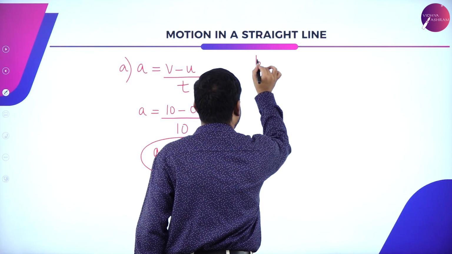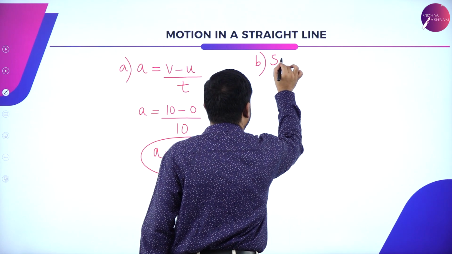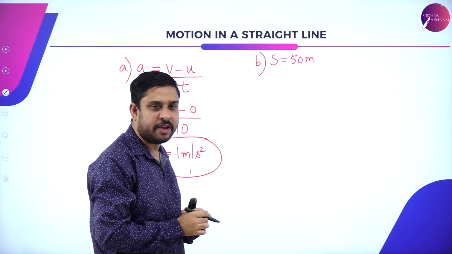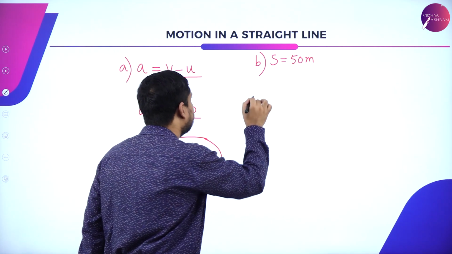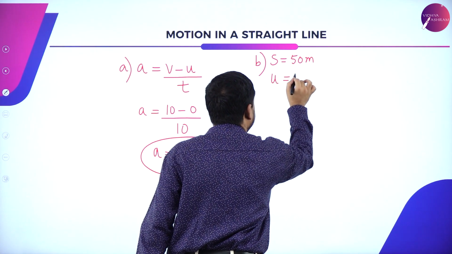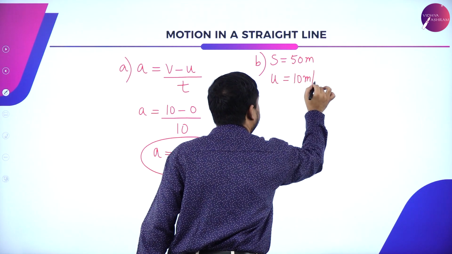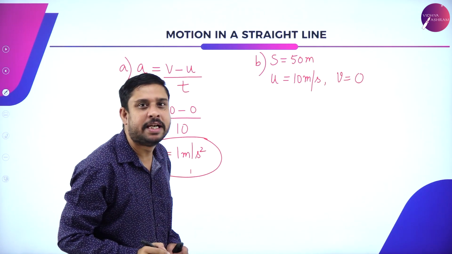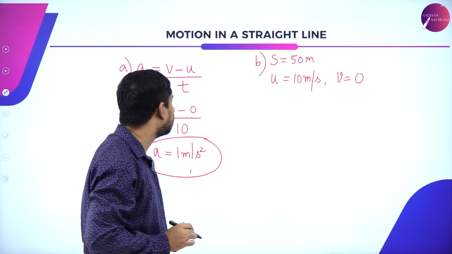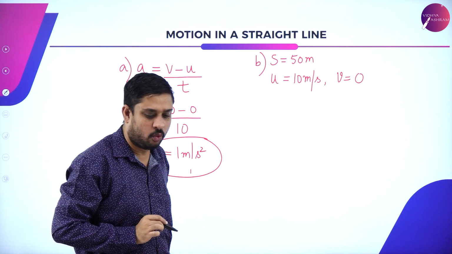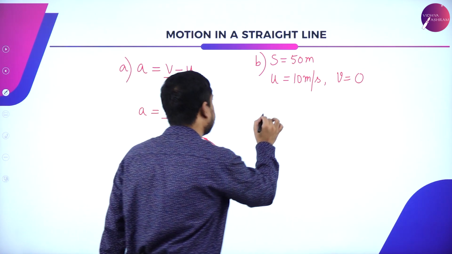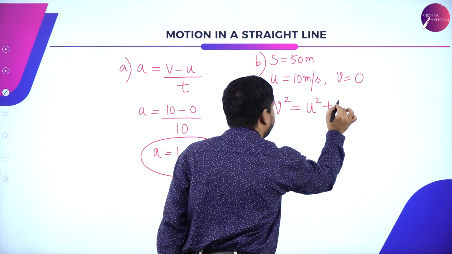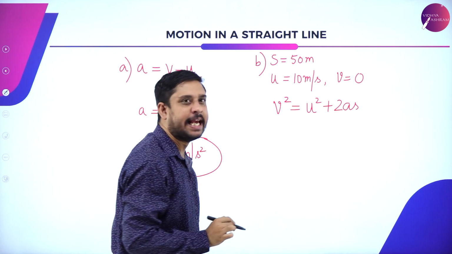Now in the second case, it is traveling a distance of 50 meters before coming to rest. Now I take the initial velocity as 10 meters per second. Since it is coming to rest, final velocity is 0. Now the acceleration in this case, again v square is u square plus 2as.